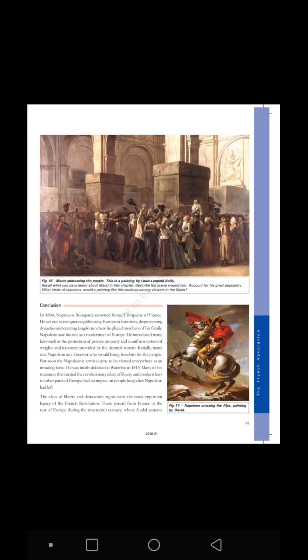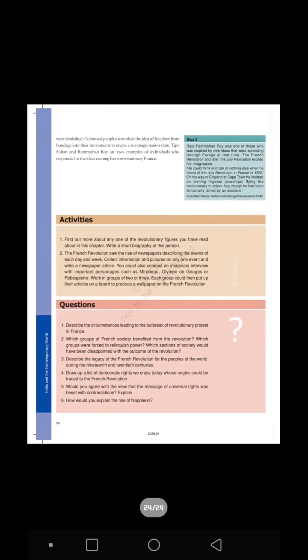These spread from France to the rest of Europe during the 19th century, where feudal systems were abolished. Colonized peoples reworked the idea of freedom from bondage into their movements to create a sovereign nation state. Tipu Sultan and Raja Ram Mohan Roy are two examples of individuals who responded to the ideas coming from revolutionary France. Box 2.